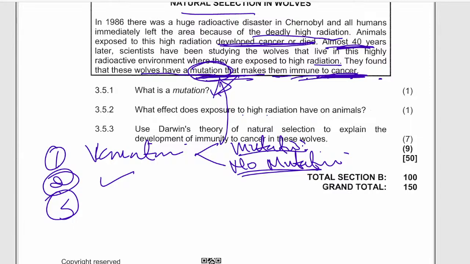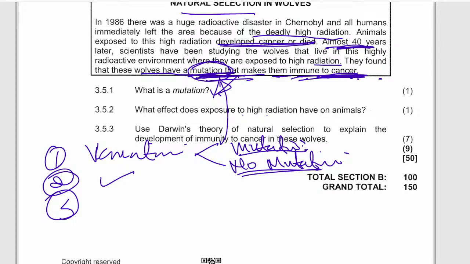After many generations, we will have a high proportion of wolves with a mutation. You understand? A mutation that makes them immune to cancer, than those which don't have a mutation. So basically, that's how we are supposed to explain in that regard.